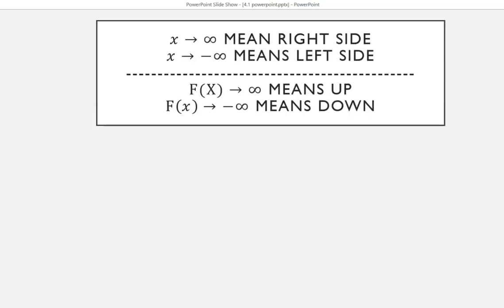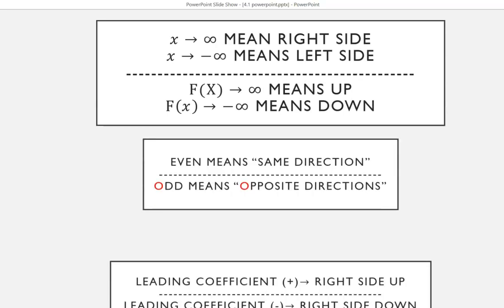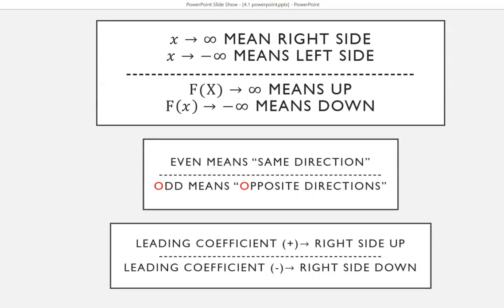So here are some rules that I personally think are important to have written down. I know there's not really space on your paper, so find a spot if you haven't already. But just breaking down some of this language. This idea that as x goes to infinity, that's just talking about the right-hand side. As x goes to negative infinity, that's just talking about the left-hand side. What's happening on the right? What's happening on the left? F of x, that again is the symbol for y's. So if it's going up, you're going to say positive infinity. If it's going down, you're going to say negative infinity.